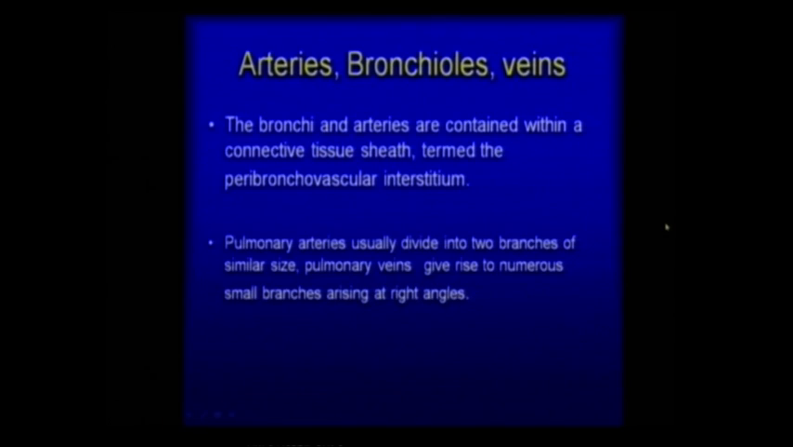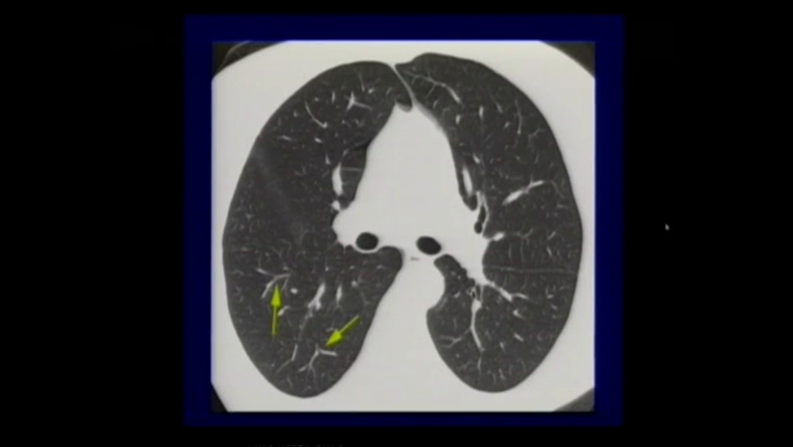This is a radiograph of a slice of lung. You can again see the artery is being accompanied by the airway branch, whereas the vein is passing through the septa. So in a radiograph you will be seeing the bronchi and arteries contained within a connective tissue sheath, which is termed the peribronchovascular interstitium. Pulmonary arteries usually divide into two branches of similar size, whereas pulmonary veins give rise to numerous small branches arising at right angles.